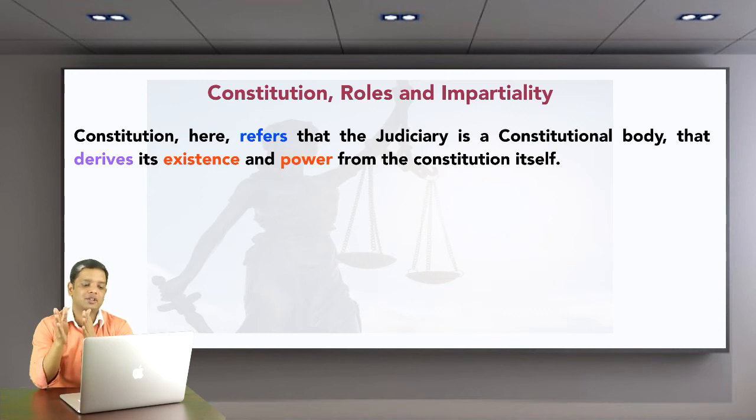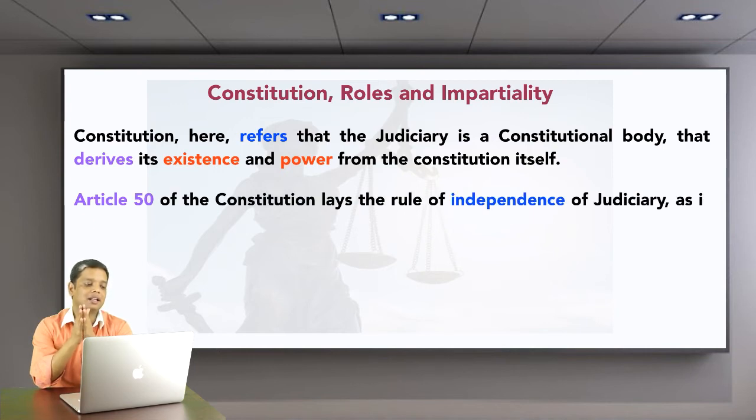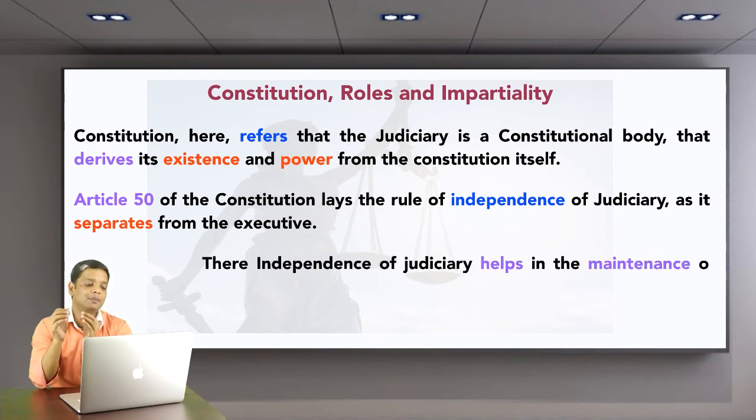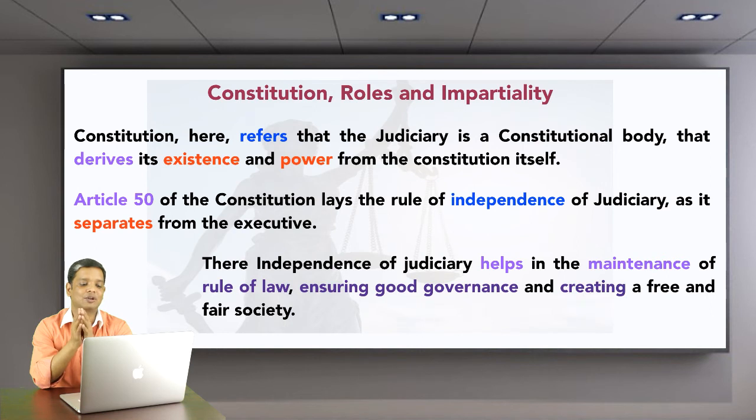Constitution here refers that the judiciary is a constitutional body, as we know that it derives its existence and power from the Constitution itself. Next point is Article 50 of the Constitution lays the role of independence of judiciary as it separates judiciary from the executive. Next one is independence of judiciary helps in the maintenance of rule of law, ensuring good governance and creating a free and fair society. I believe by this time you must understand the meaning of rule of law and good governance, because these are the terms that we have discussed.